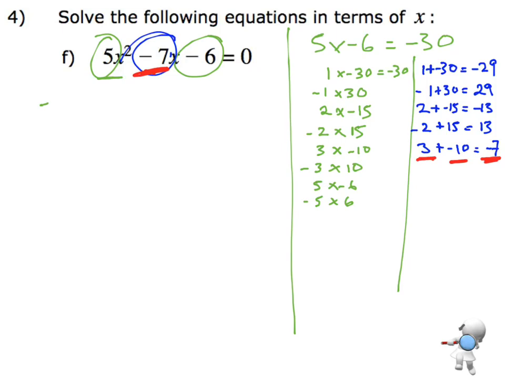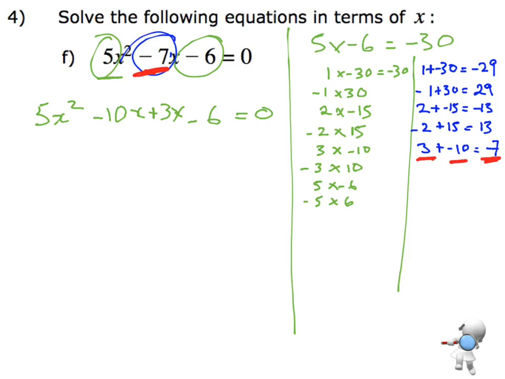So what I'm going to do now is leave my 5x squared and the -6 equal to 0. And now that -7x, I'm going to expand that out. And I'm going to write that -7x as -10x plus 3x. Okay, so I'm just expanding that out.